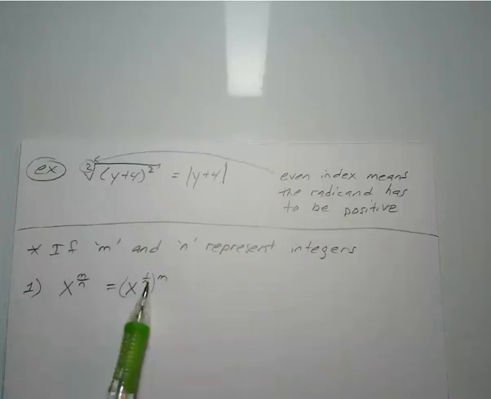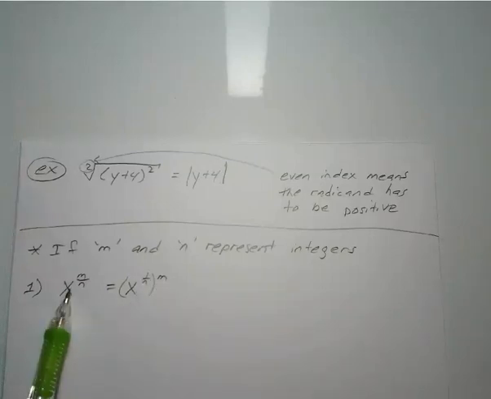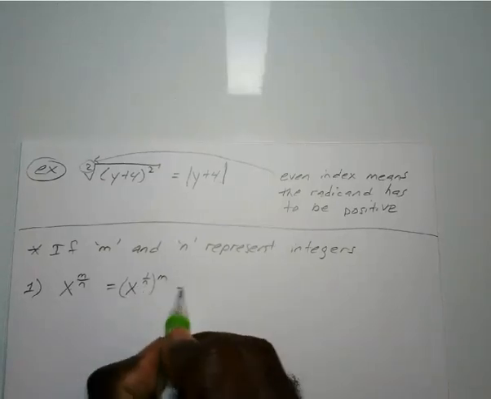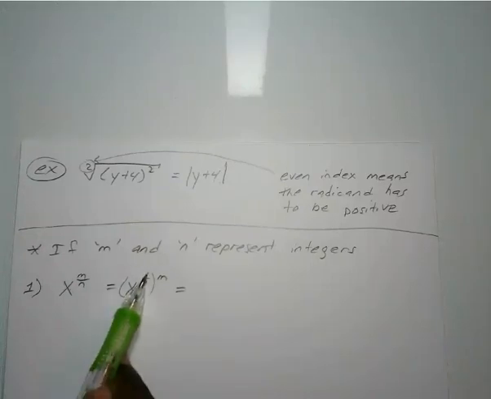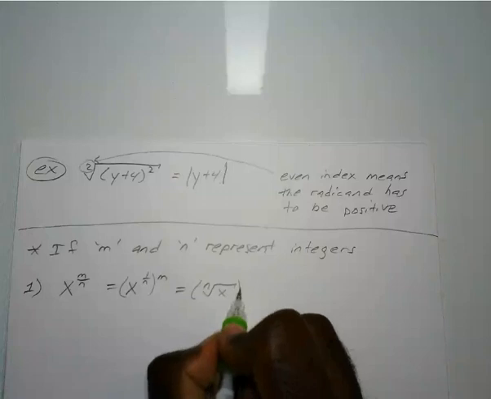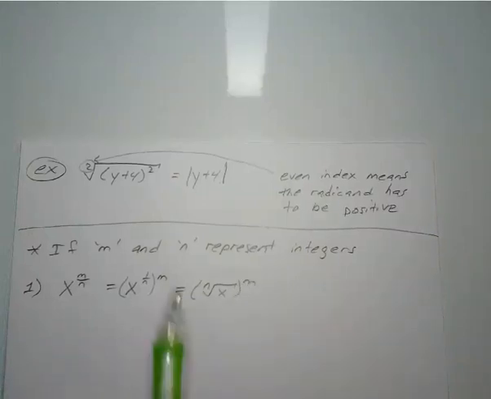And that's because if you go ahead and use the power rule and multiply those two together, you end up right back here. So we know you can have it this way, or x to the 1 over n is just the nth root of x, and that's going to be raised to the power of m. So you can write this either way.